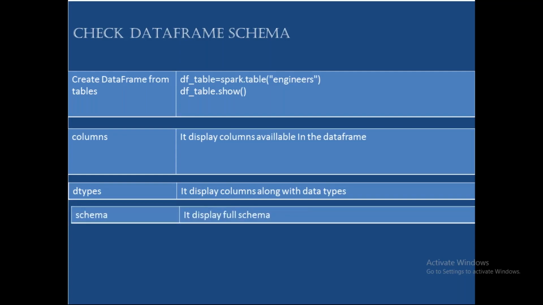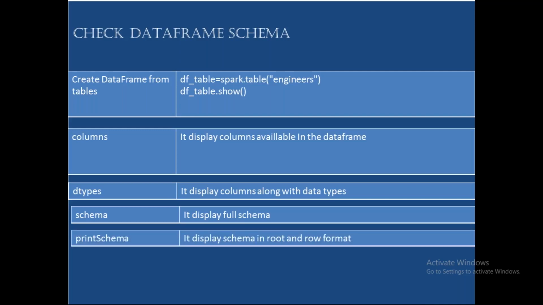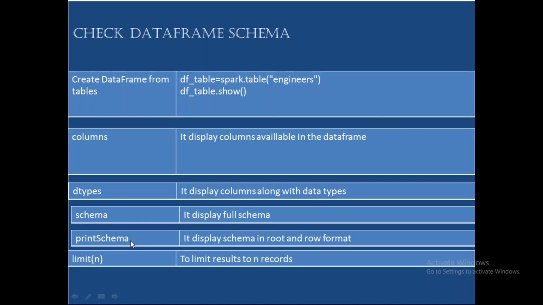If you want to know the schema, schema means you want to understand the column name, the data type, and whether it will allow null values or not. Then you have printSchema. This schema will not show data properly, it is difficult for you to read. But if you use printSchema, it will be easier for you to understand the data type of each column and whether it will allow null values or not. So schema and printSchema both do the same thing, but printSchema is more readable.